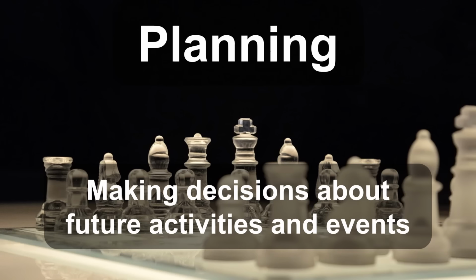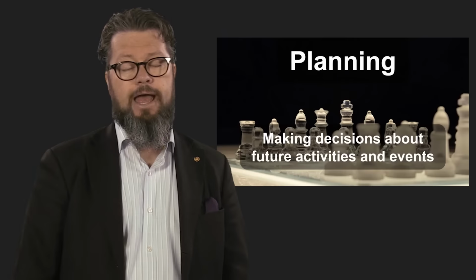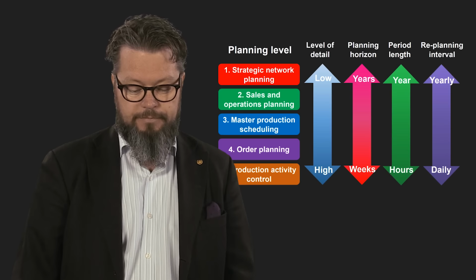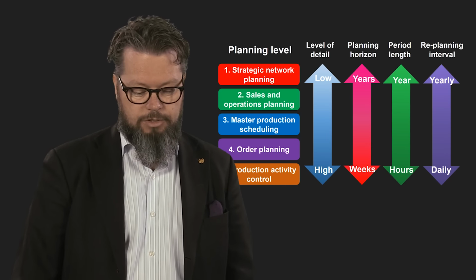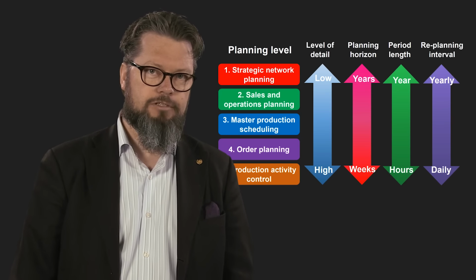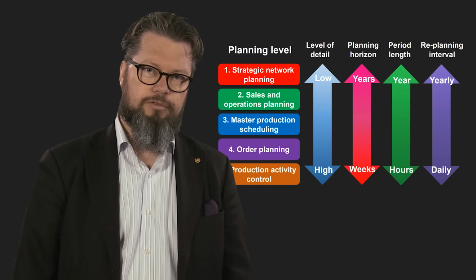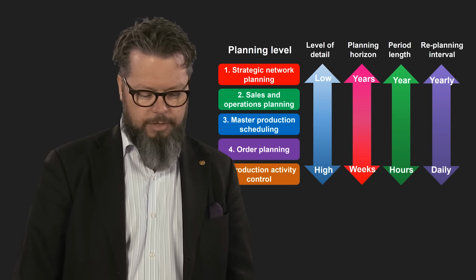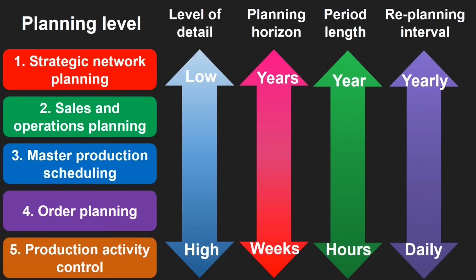Planning, in this sense, is when we make decisions about future activities and events. That's the definition of planning that we are using here. We are going to talk about 5 different levels of planning, starting with the top one, which we call strategic network planning, going all the way down to the lowest one called production activity control.